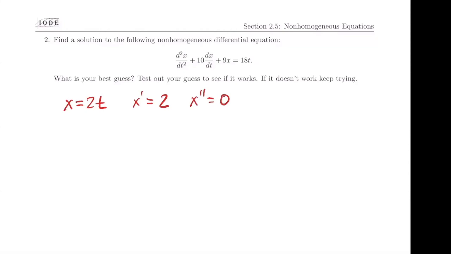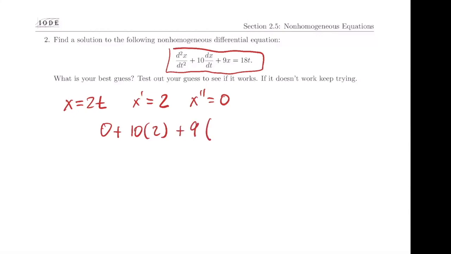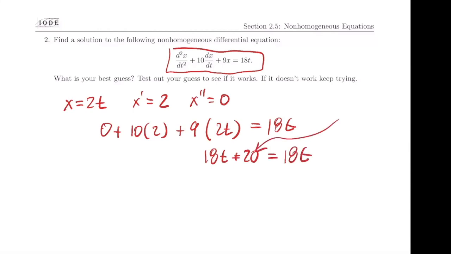And if you were to check this and plug everything into the differential equation up here, then we would get 0 plus 10 times 2 plus 9 times 2t should equal 18t. And so the 18t matches up, but you've got an additional 20 over here.